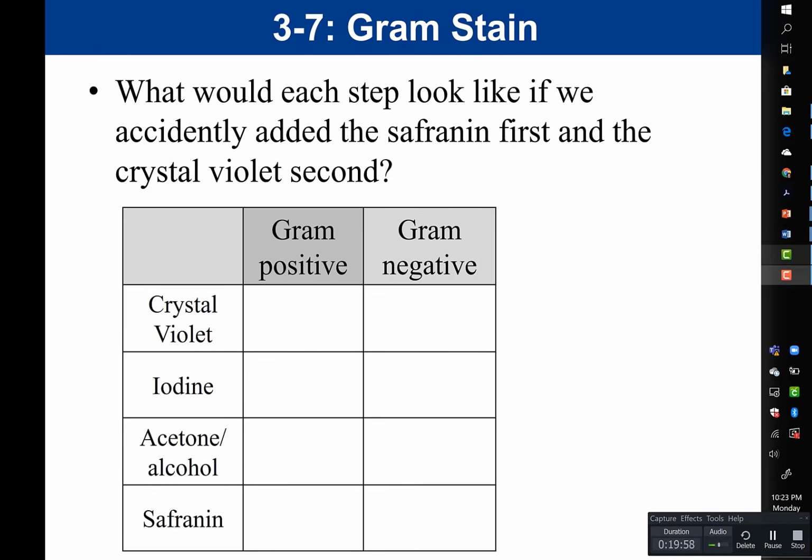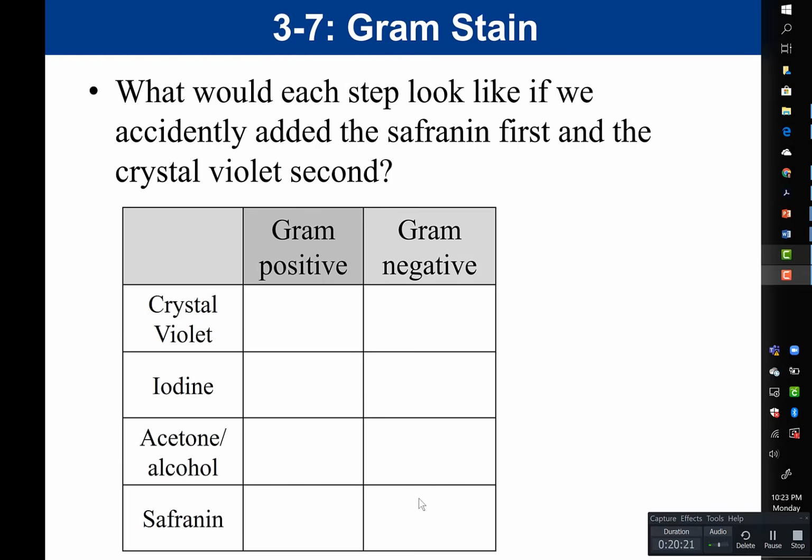And then lastly, you want to review this slide. This was a question that's asked at the end of the video. What would each step look like if we accidentally added the safranin first and the crystal violet second? So you would want to be able to describe what colors they would be after each step.